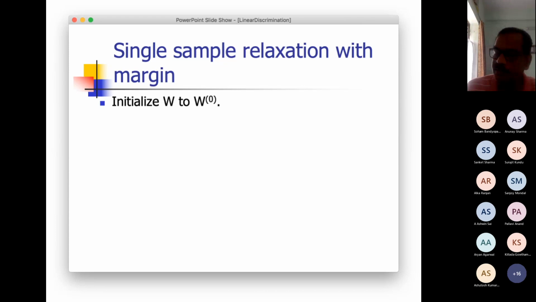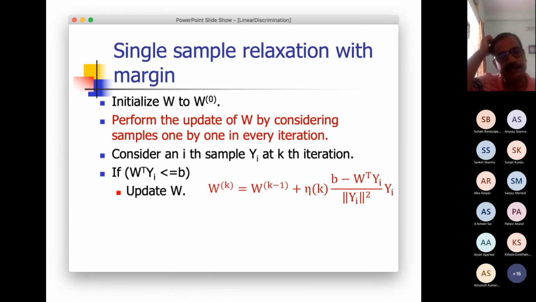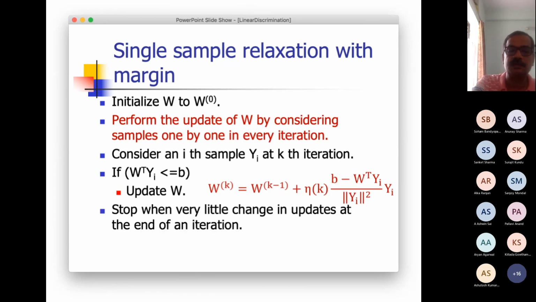But one of the modifications, which is very effective in computation, is that instead of computing the whole batch, why don't you update at a single sample itself? Because that also will take you towards the minimum. And that makes your algorithm very simple because now you need not go through the whole training samples. As and when you get a misclassified sample, you simply update that. So for every misclassified sample, immediately you can update the W, and then you can go on doing these things till you get convergence. So this is called single sample relaxation with margin.